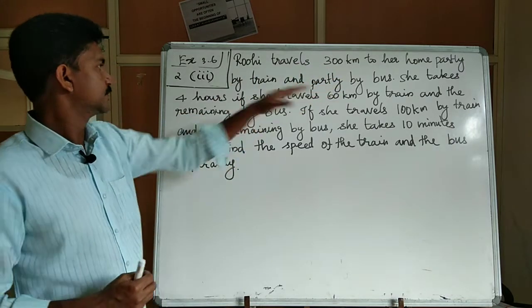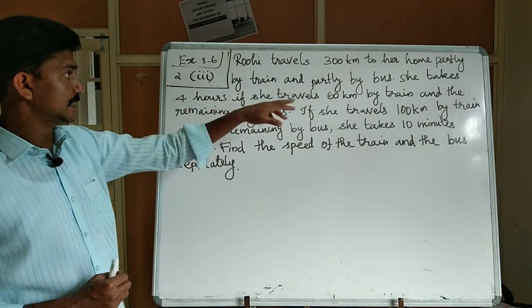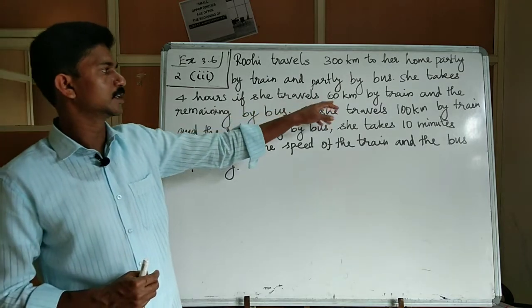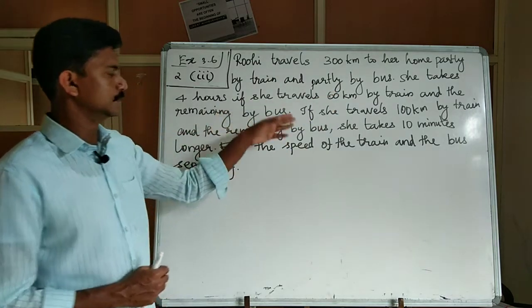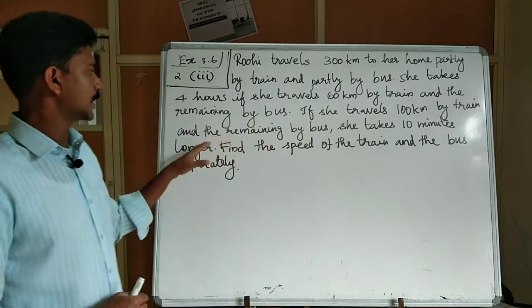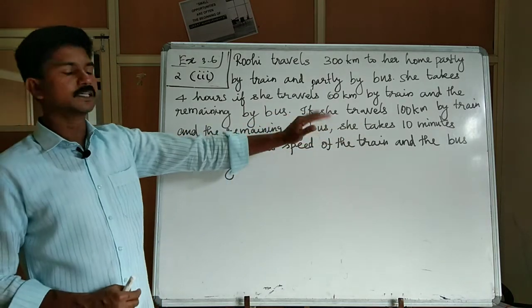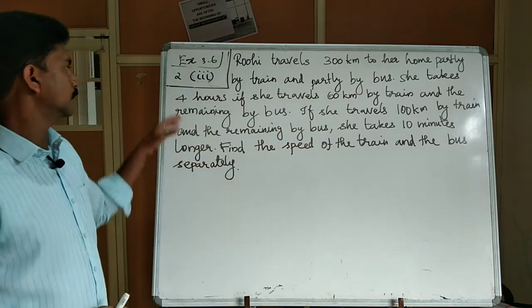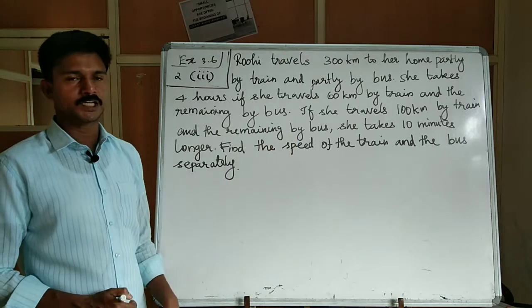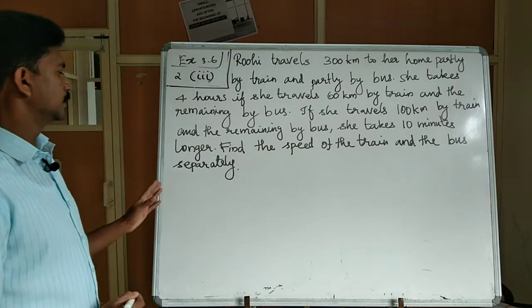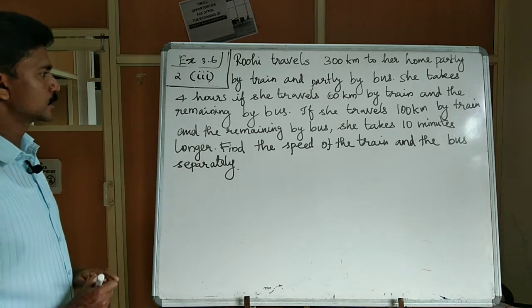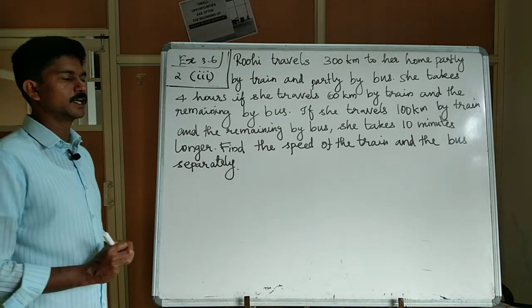The first condition: if she takes 60 kilometers by train and the remaining by bus, she takes a 4 hour journey. The second condition: if she travels 100 kilometers by train and the remaining by bus, she takes 10 minutes longer, 4 hours and 10 minutes. We have to find the speed of the train and the speed of the bus separately.